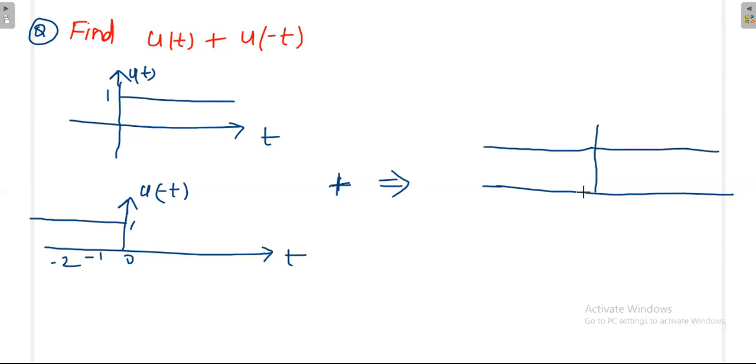Okay, that means mathematically, how can you represent this? So u of t plus u of minus t is equal to 1 irrespective of time, for all t. For all t, this is always 1. This is a true DC signal.